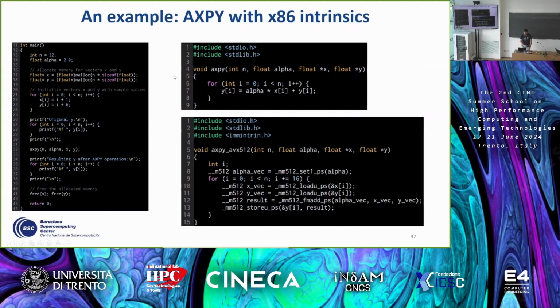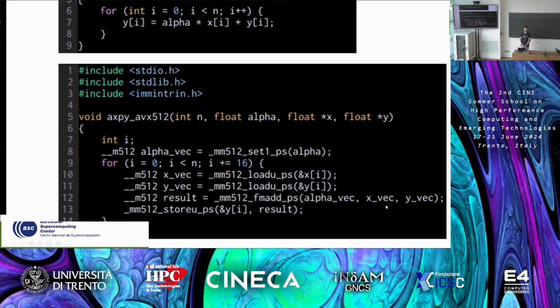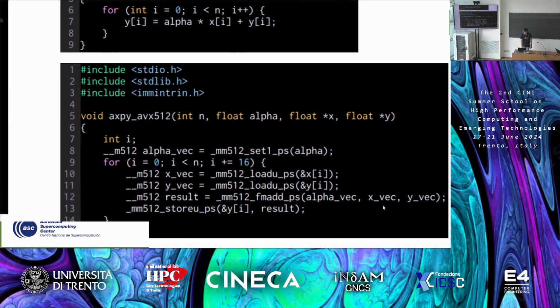Good. If I operate 8 by 8, I can put the intrinsics of the AVX 512, that are actually here. I'm loading into the register. Sorry, I'm passing the pointer, right? And I'm storing it into xvec. Then I'm loading y. Then I'm doing the fused multiply and add of x and y, and the constant is alpha.